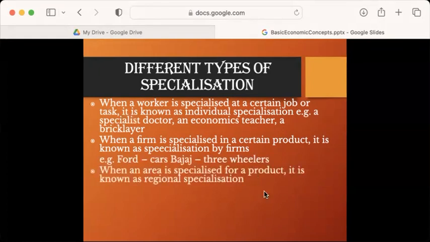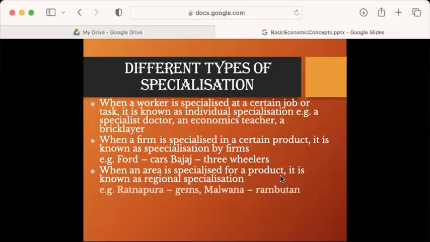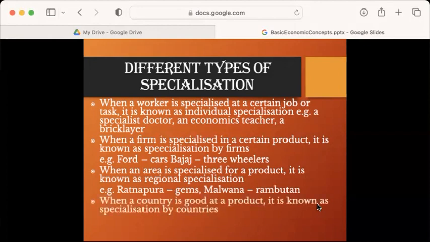And specialization sometimes happens by regions, regional specialization. If you take Indonesia, Bali is highly specialized for tourism, holidays, right? Long time back in the UK, if you took this example, Sheffield was very specialized for the steel industry. So like that. Now, this is an example from Sri Lanka. Ratnapura, a city which is specialized for gems, and Malwana, another city specialized for rambutan, those hairy fruits, right?